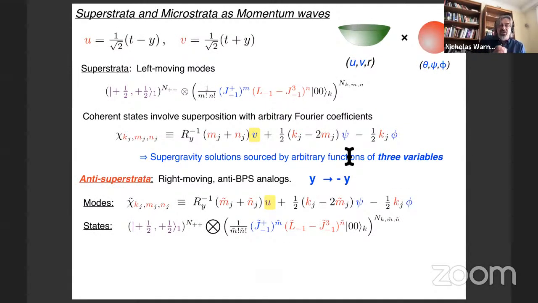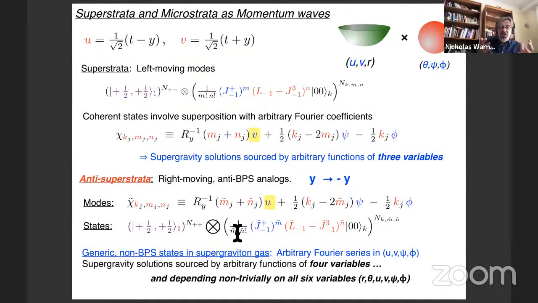The antisuperstratum is a completely trivial variant on this. You just simply send y to minus y, and then you get a right-moving state. And the modes now depend on u with some other quantum numbers. And with, oh, that should be a k twiddle as well. No, k is the same. It's the same fundamental 0-0 state. But basically now you're thinking about exciting right movers.